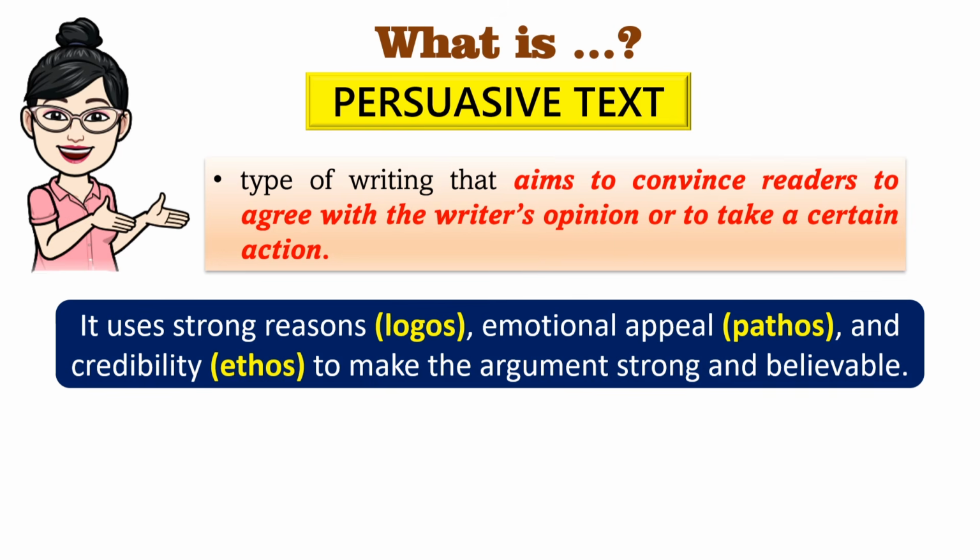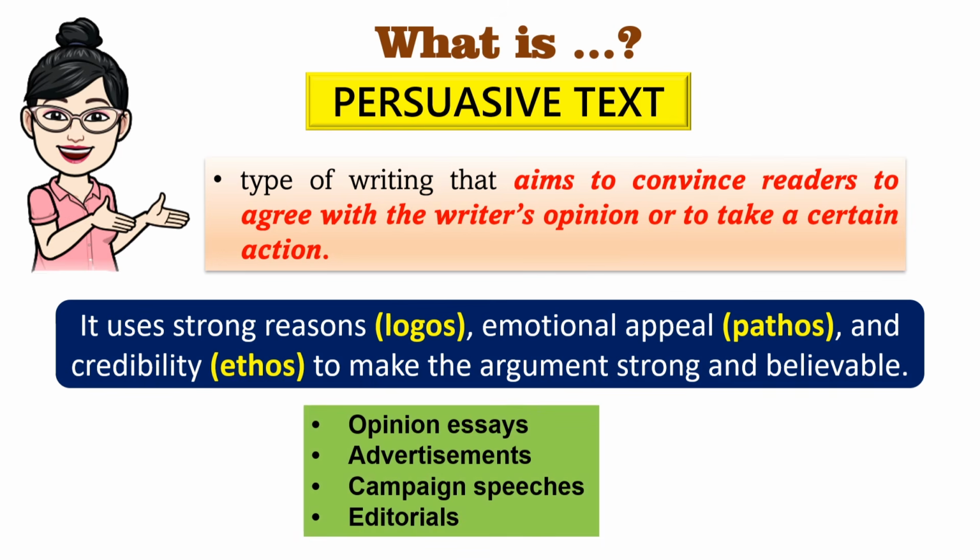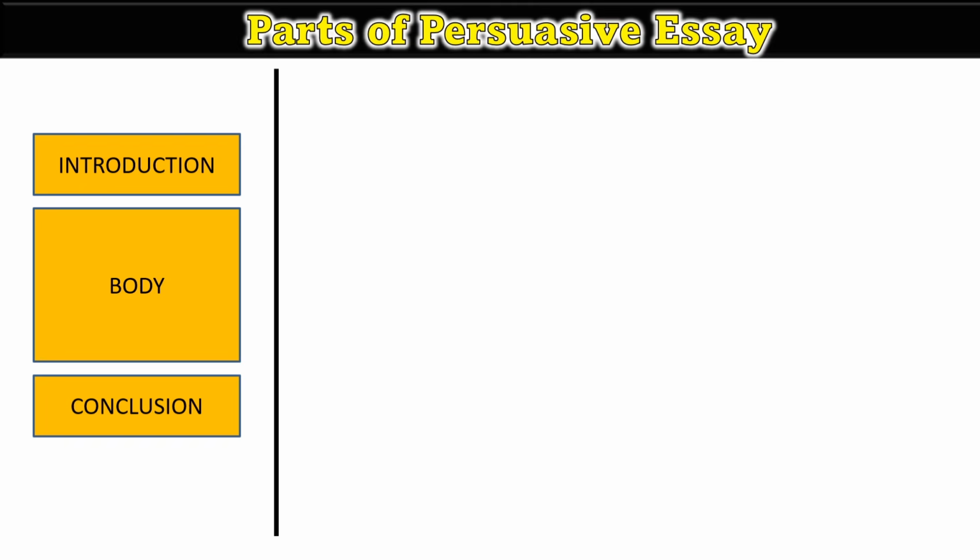Meanwhile, examples of persuasive text include opinion essays, advertisements, campaign speeches, and editorials. But this time, we will just focus on discussing opinion essays. In this video, you will learn the three main parts and subparts of a persuasive essay. Just like in any other types of essay, the basic parts are the introduction, body, and conclusion.